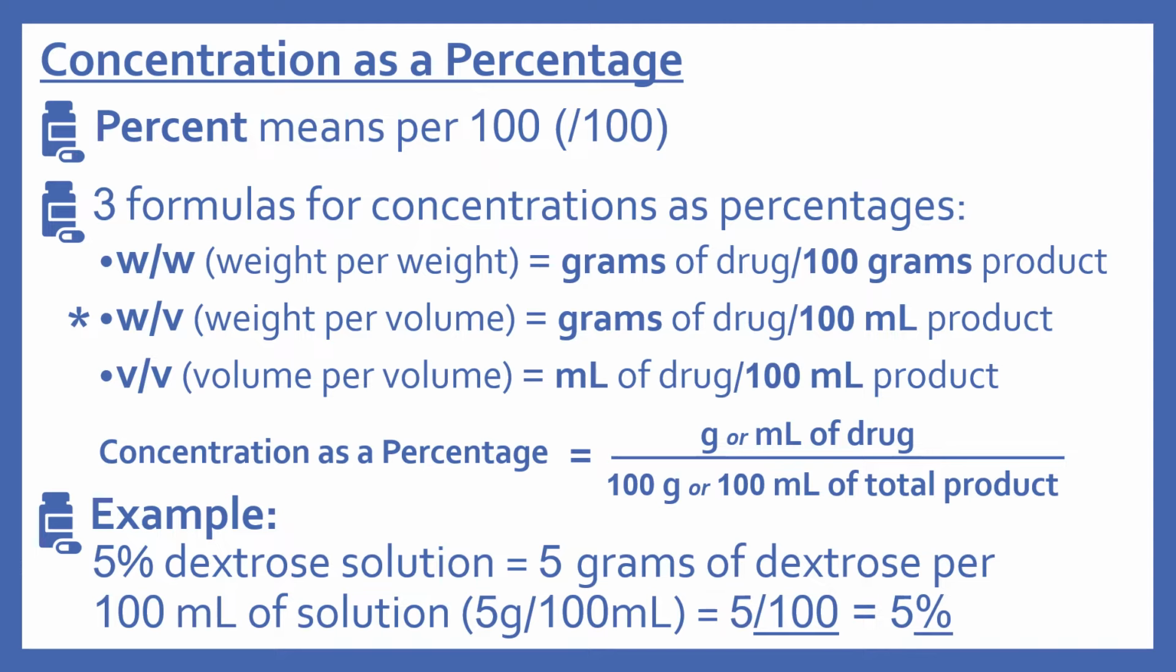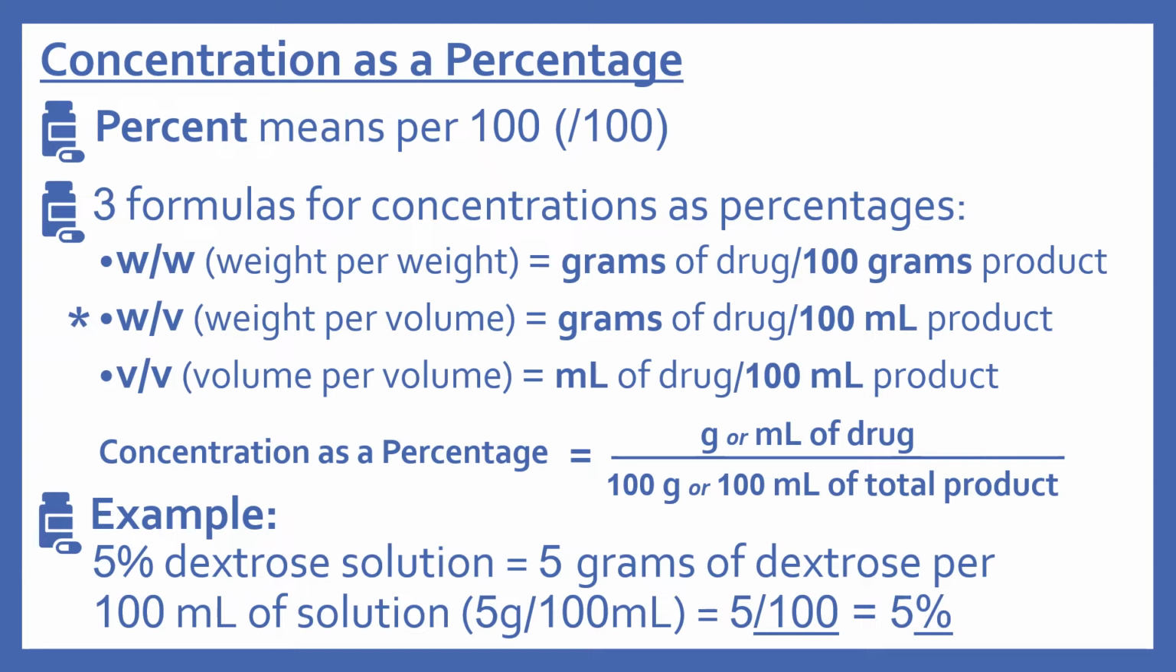There's weight per volume, or weight in volume, and I have a star here beside it because it is the most common one you'll probably see. And this means grams of drug per 100 milliliters of product, so it's a weight unit on the top and a volume unit on the bottom. And then there's volume per volume, or volume in volume. And this is milliliters of drug per 100 milliliters of product. So both are volume units of measure.